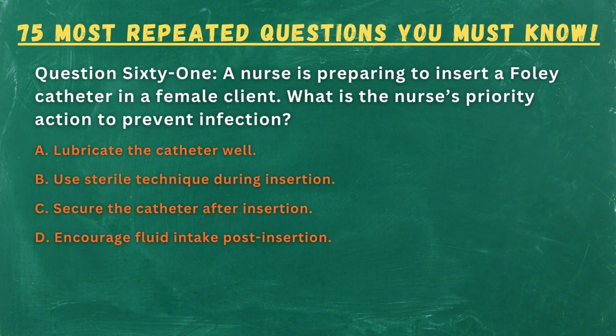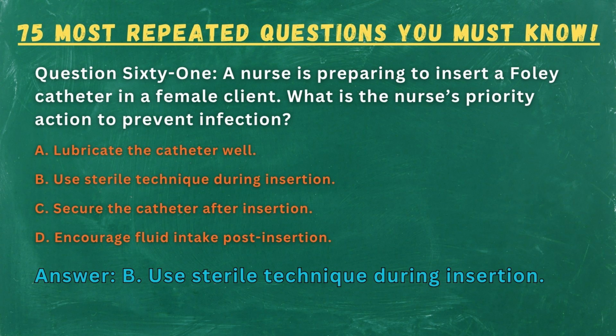Question 61. A nurse is preparing to insert a Foley catheter in a female client. What is the nurse's priority action to prevent infection? A. Lubricate the catheter well. B. Use sterile technique during insertion. C. Secure the catheter after insertion. D. Encourage fluid intake post-insertion. Answer: B. Use sterile technique during insertion.